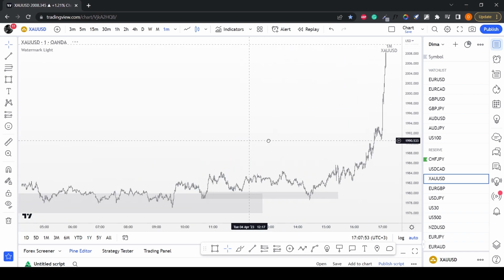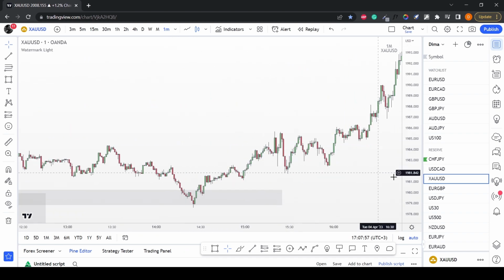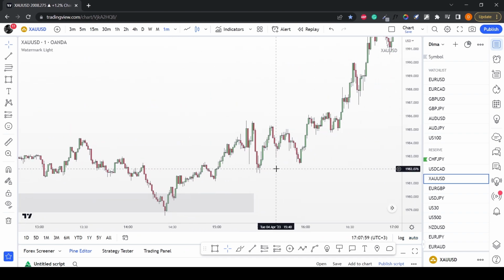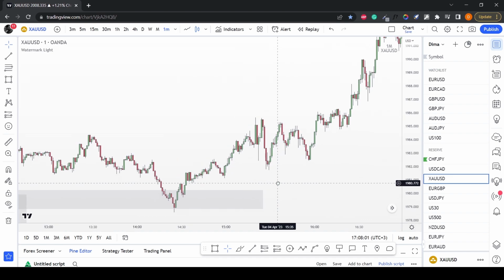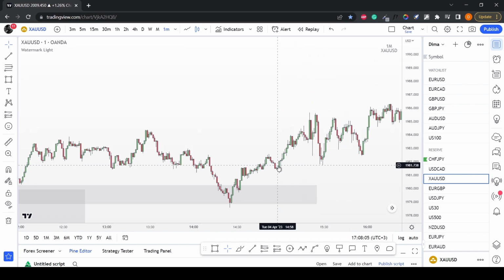And before that, if someone wanted to follow the bullish bias, there were some entry possibilities somewhere here in these structures, maybe in this structure.